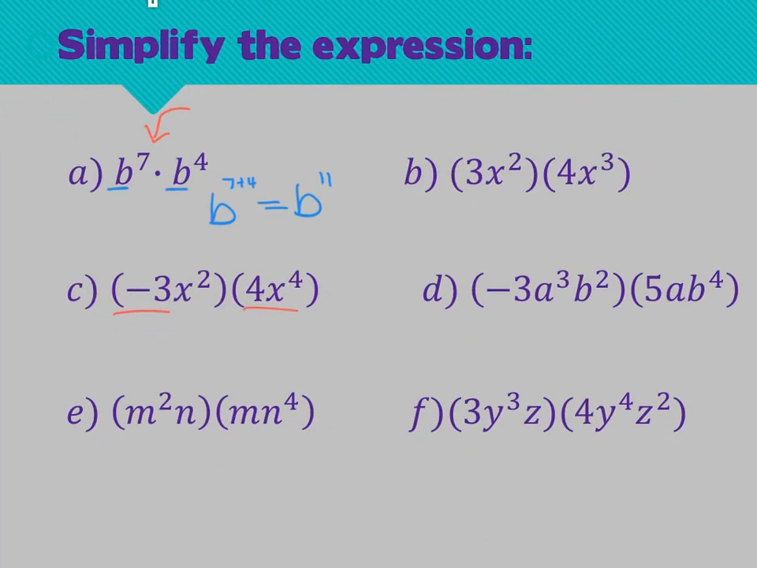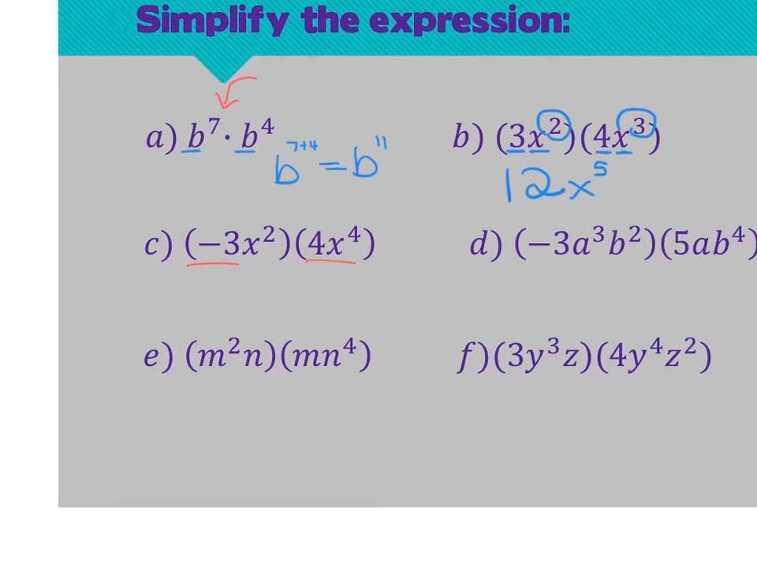Over here on part b, when you have two expressions and you're multiplying them, you multiply the coefficients. So I'll do 3 times 4. Then for the part of the expression that has the same base, I'll take the exponents and add them. This becomes x to the 5th. So you multiply the coefficients, the number in front of the variable, but you add the exponents. Pretty good?